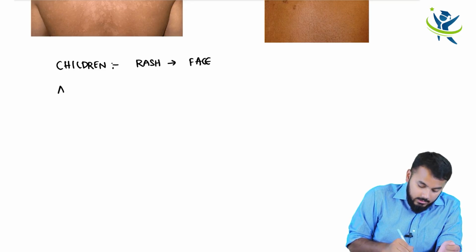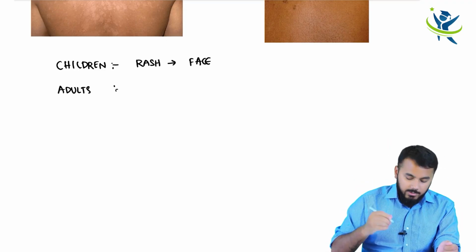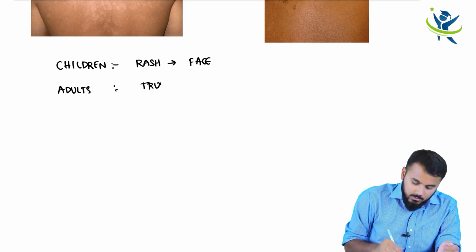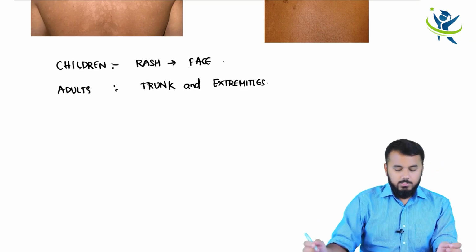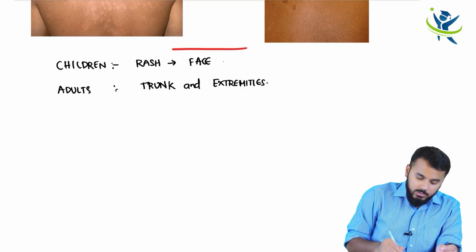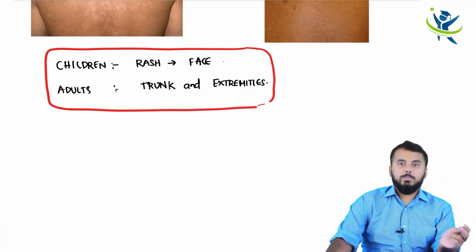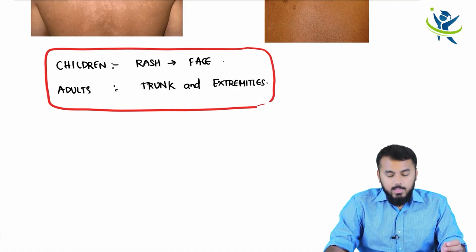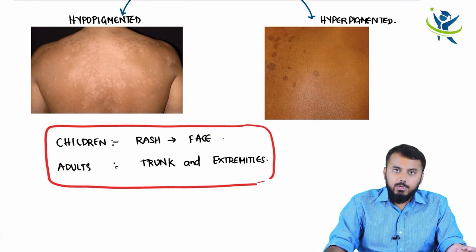But whereas in adults, that rash you would see in the trunk and extremities, leaving the face. So this is very important for your MCQs. In the children you would see it in the face, whereas in the adults the face is spared, right? And as I already told you, this rash is of two types, hypopigmented as well as hyperpigmented, right?